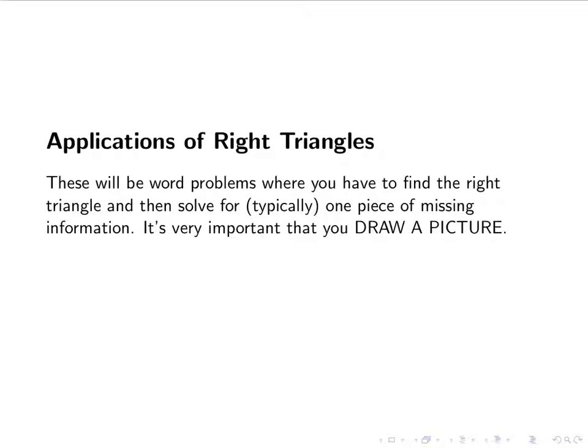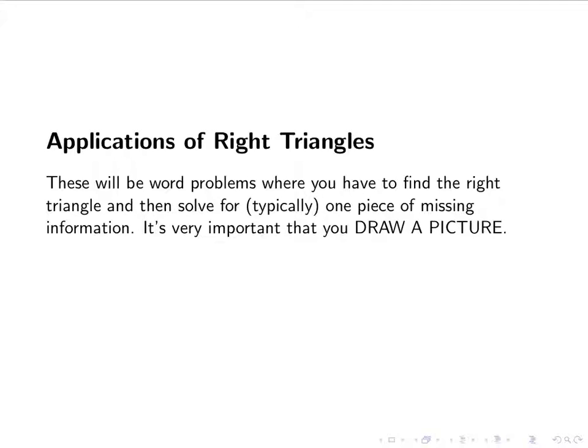Hello everyone, today we're going to look at applications of right triangles. So these are going to be word problems, and you're going to have to find the right triangle within the problem and solve for typically just one piece of missing information. So it's nice in the fact that you don't have to find all three pieces, you only have to find one, but it is a word problem, which means you do have to draw it out and find the triangle.